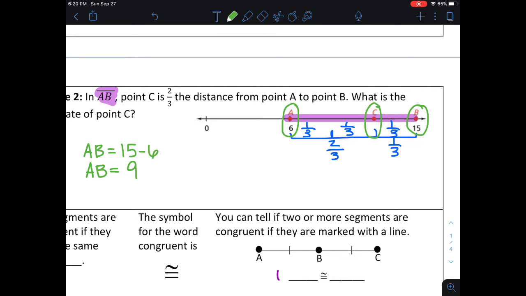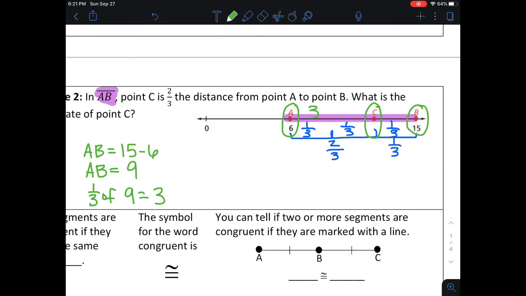And notice, I did not put the line over AB. That's because we're doing distance. You don't put the line over it when you're just doing distance. So now we know that whole thing is 9. If we break 9 up into 3 equal parts, don't we get 3, 3, and 3? 3 plus 3 plus 3 is 9. A fancy way of saying that is 1/3 of 9 is 3, because we broke it up into 3 parts.